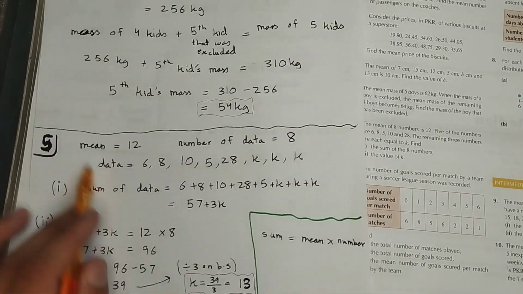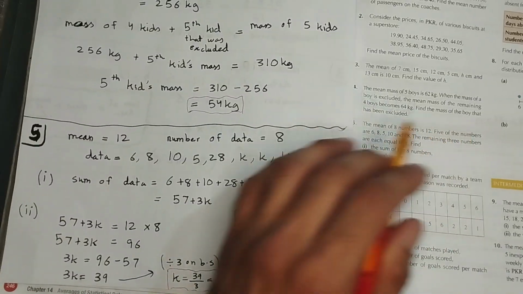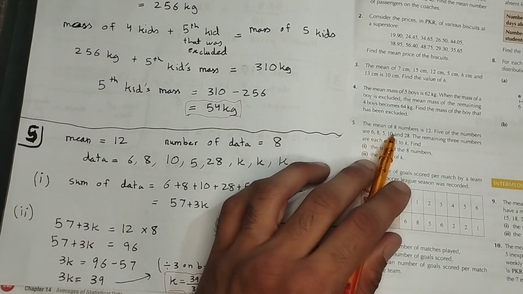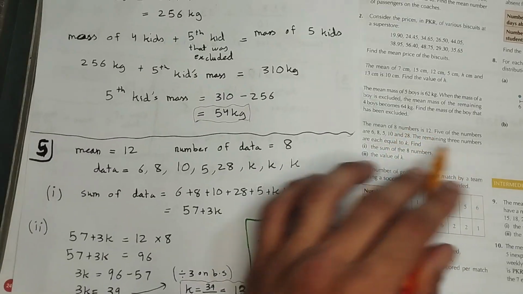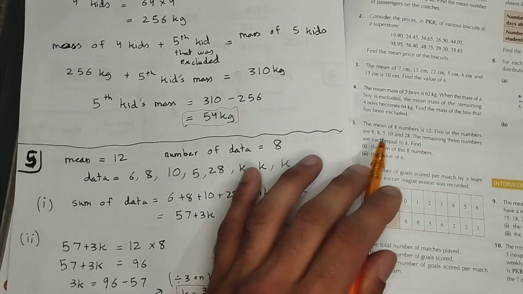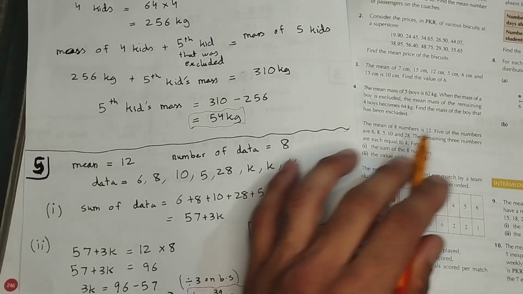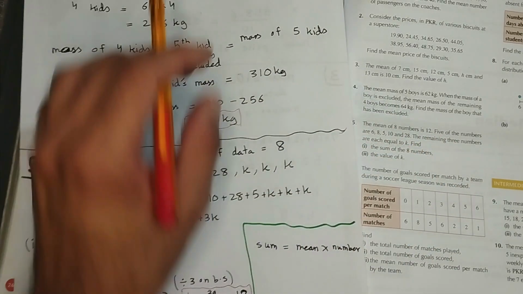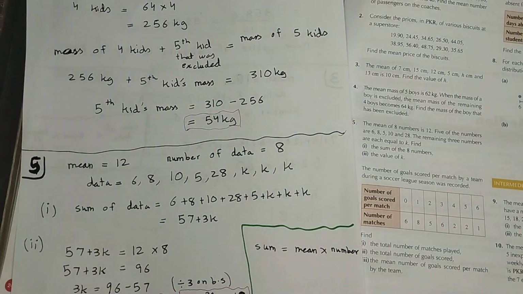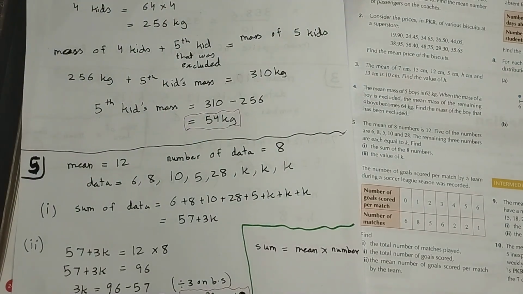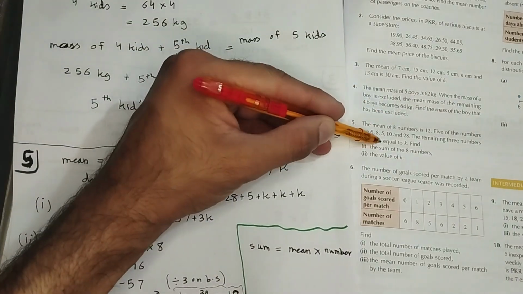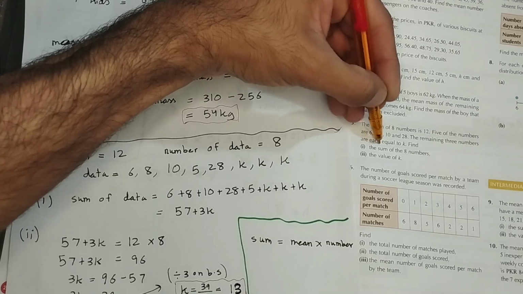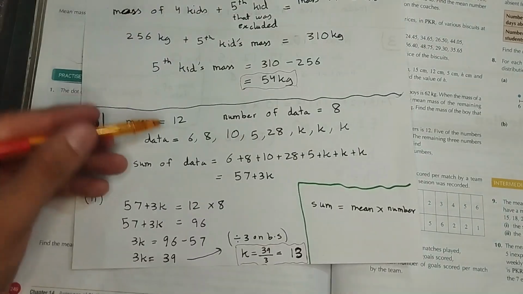And what is the data itself? The question says 5 numbers are 6, 8, 5, 10, and 28. The remaining 3 are all equal to k, or each equal to k. It doesn't say the remaining 3 sum to k. If the question said that the remaining 3 are equal to k, then we could have said that the sum of the 3 numbers is going to be equal to k. But the question says the word each, meaning each and every single one of the other numbers is going to be equal to k. So I'm going to write the data down.